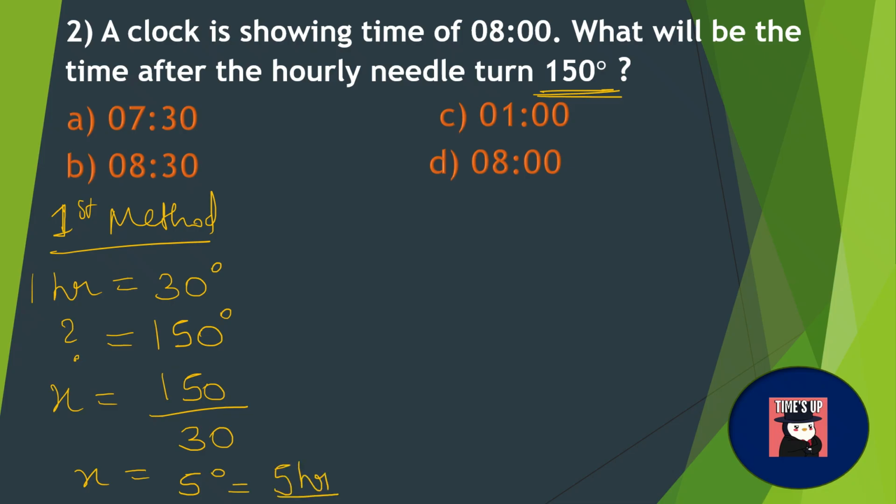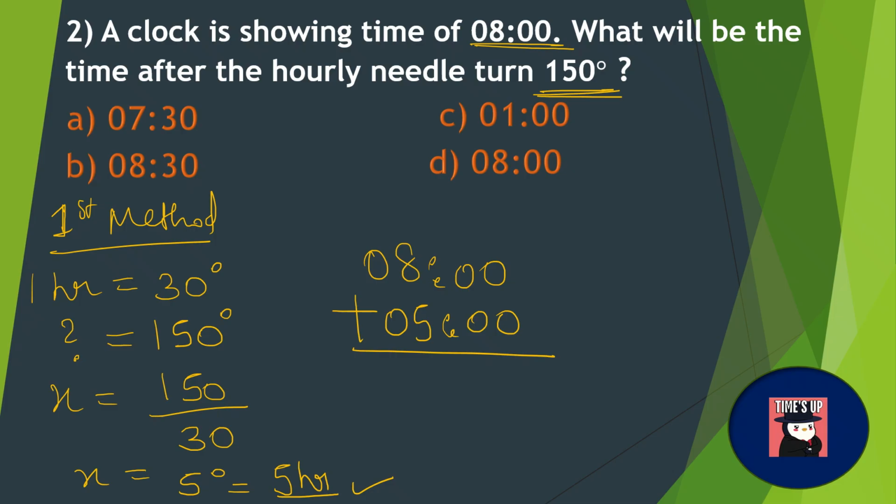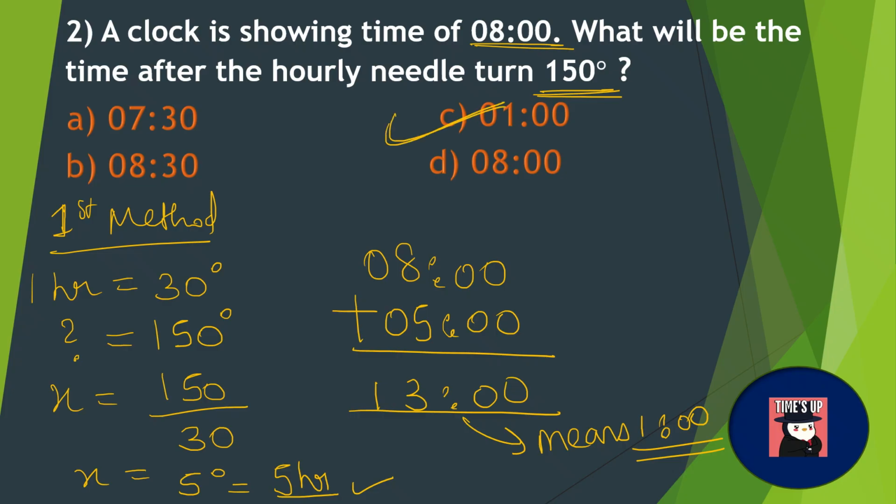So, what? They had given 8 o'clock, correct? So, 8 o'clock plus, sorry, 5 o'clock you will add because 5 hour you got. So, how much will it be? 13. So, 13 means what? 13 means 1 o'clock, correct? So, correct answer is C, that is 1 o'clock. Understanding?